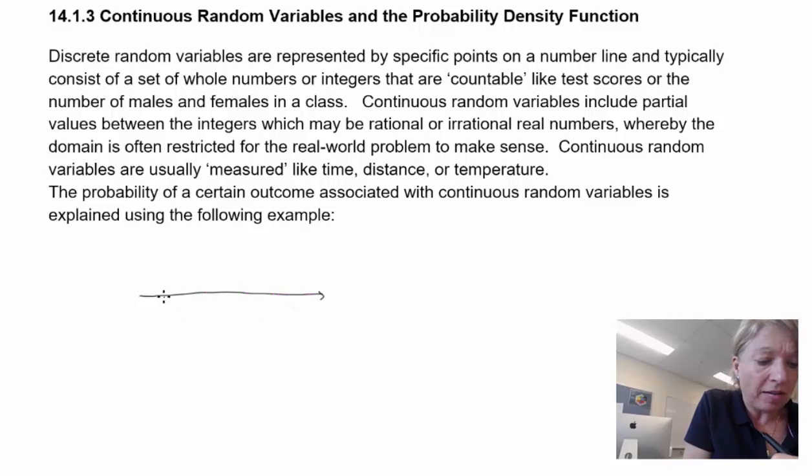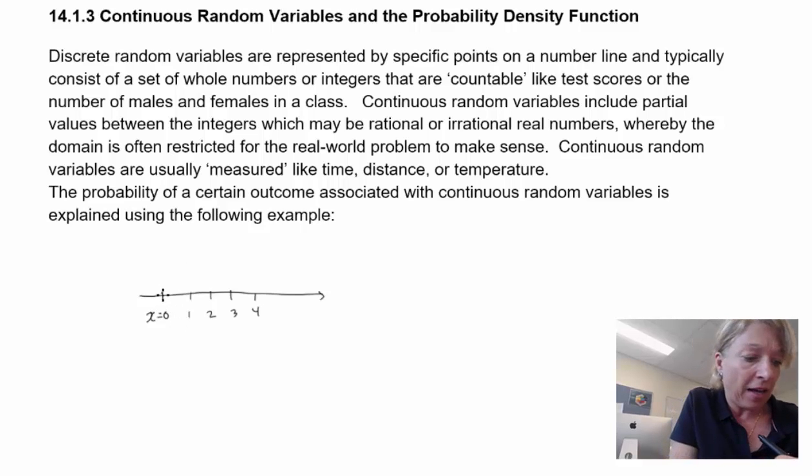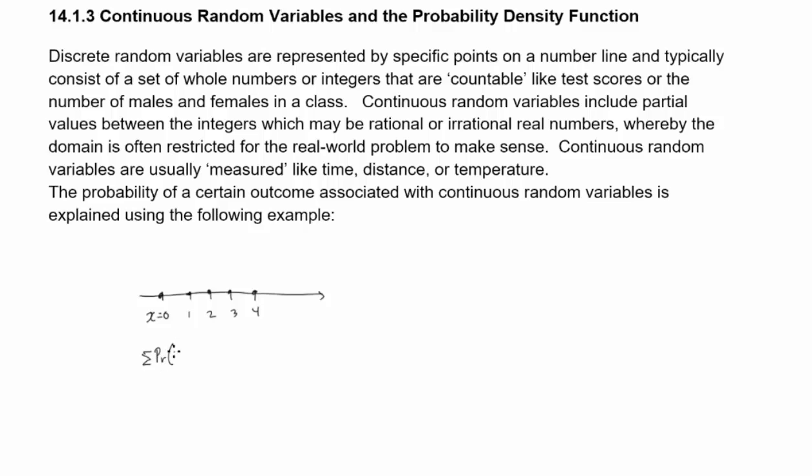So in the previous example, x was equal to 0, 1, 2, 3, and 4, and there was a probability associated with the outcome of x equaling 0, 1, 2, 3, or 4, and the sum of those probabilities equaled 1.